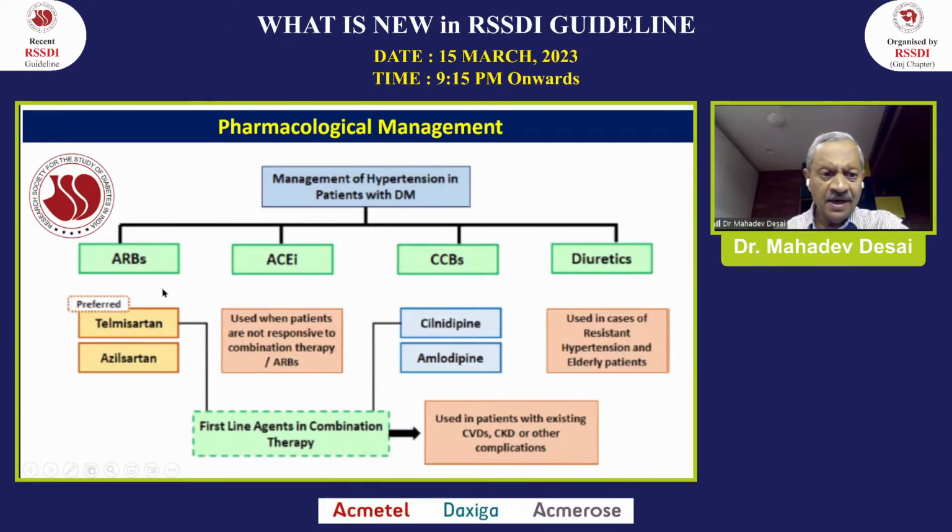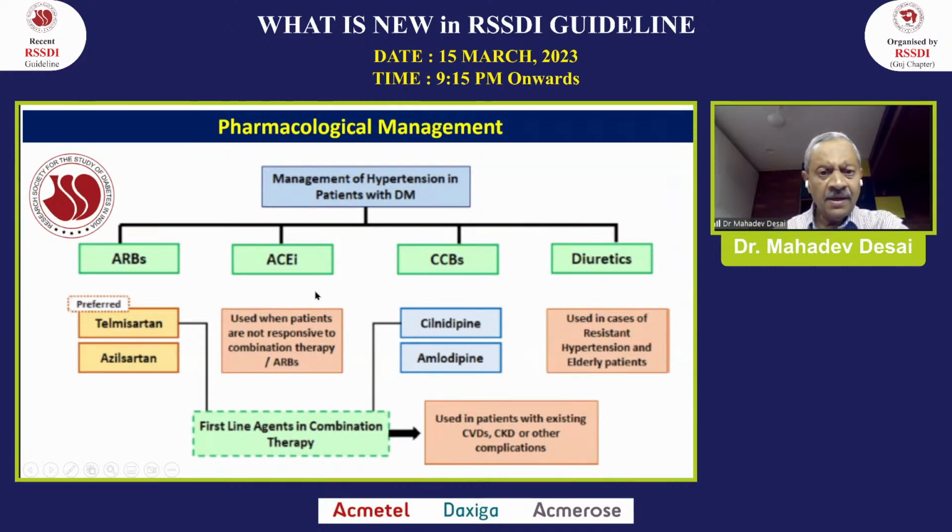Amongst ARBs, RSSDI has come out strongly in favor of telmisartan and quoted many studies which have shown the positive effect of telmisartan. And the second sartan that is to be preferred is escitalopram. This is the first agent, and even in combinations we prefer telmisartan, and amongst calcium channel blockers it is cilnidipine which is recommended by RSSDI.